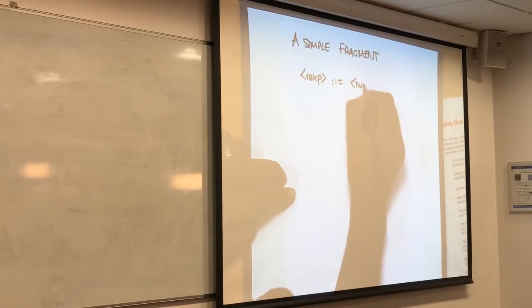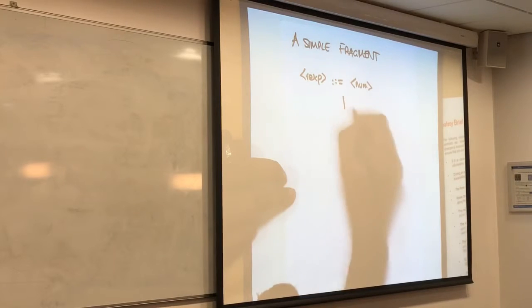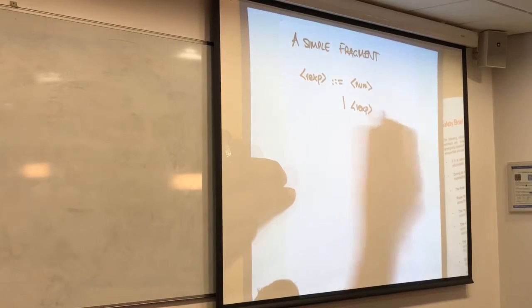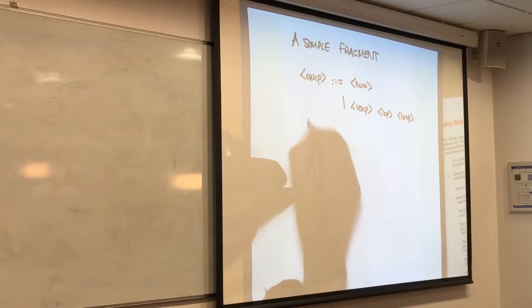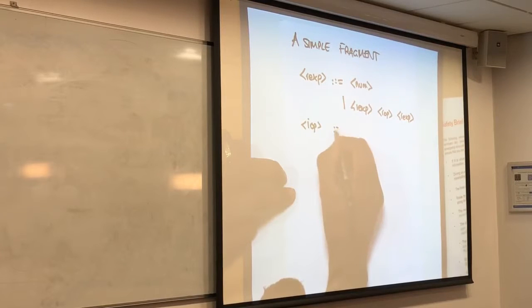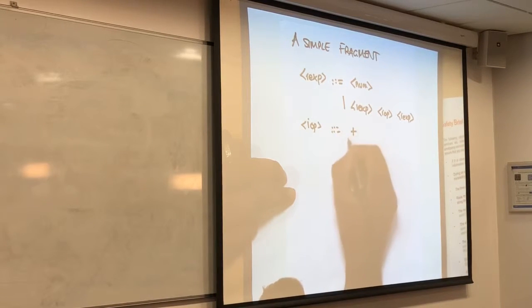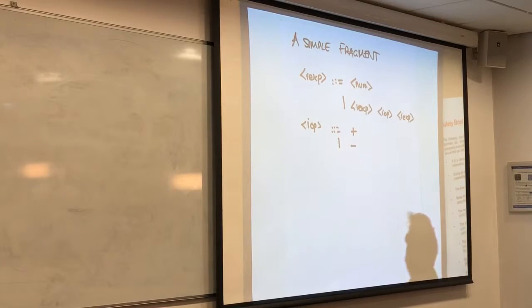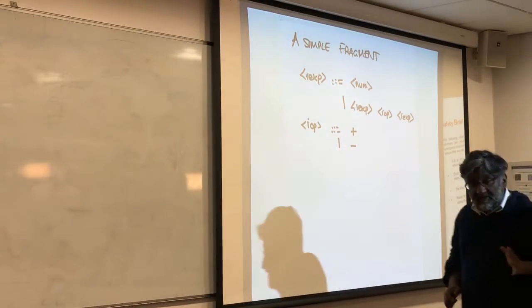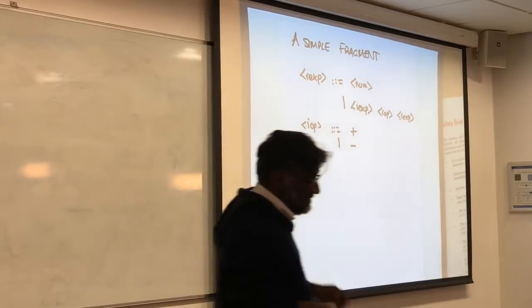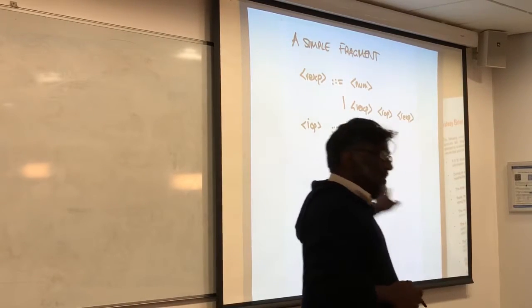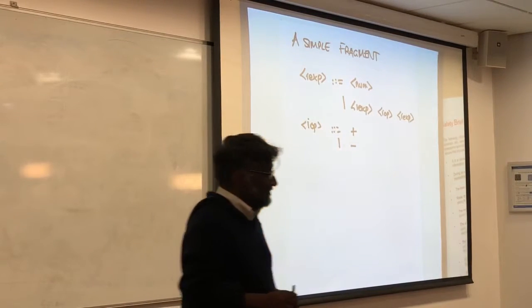They're going to be either numbers, or an integer expression followed by an integer operator followed by an integer expression. And what's an integer operator? It's just going to be plus or minus. Okay, so that's a tiny part of what's in the IMP language. It's very, very simple. There are no commands, there are no assignments, there's no do, that's it. Very simple.